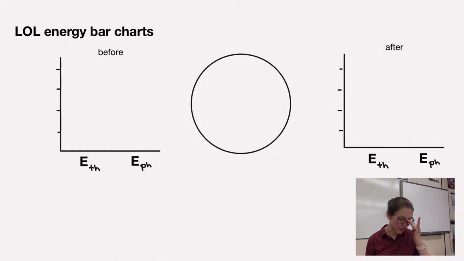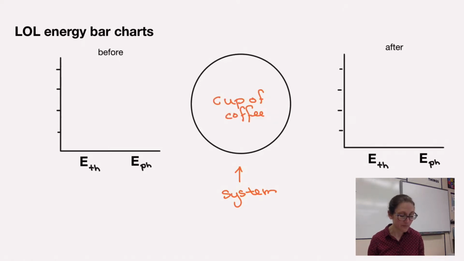Now, as we look at this, this circle in the middle, like I said, is going to be your system. And so you're going to label this with whatever the system is. I want you to say what it is. Maybe it's my cup of coffee. So you're going to label your system. On the left, you're going to demonstrate what you're starting with. So what the initial thermal energy of the system is and initial phase energy is.